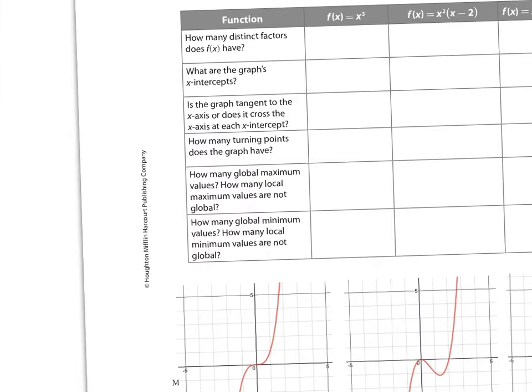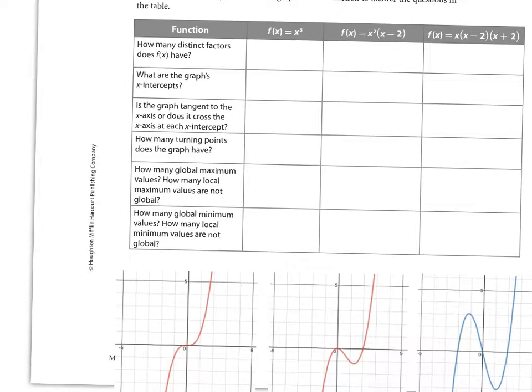Okay. So we are going to look at these three functions on page 333. x cubed, x squared times x minus 2, and then x times x minus 2 times x plus 2. And we're going to determine some attributes about them. For right now, we're going to skip the first box on every single one of these. Don't mark it out. We're going to fill it back in a second. We're going to start with what are the x-intercepts.